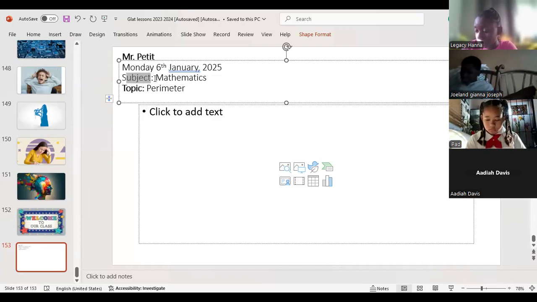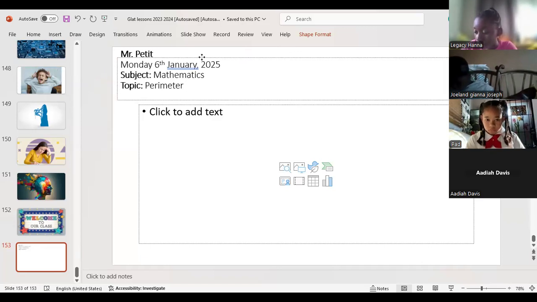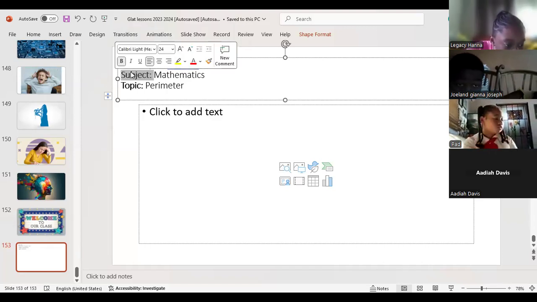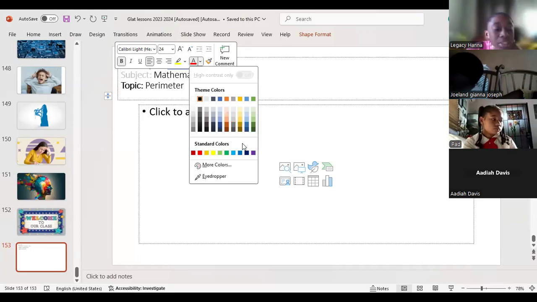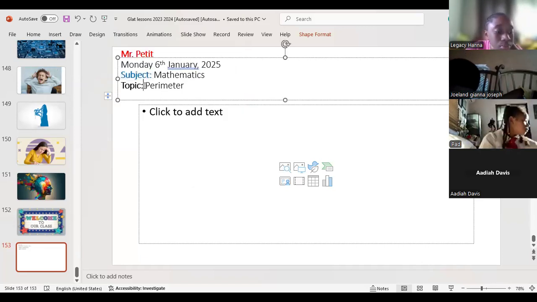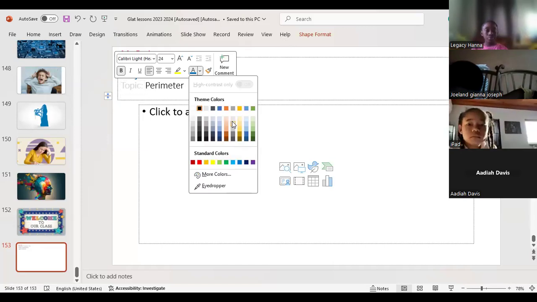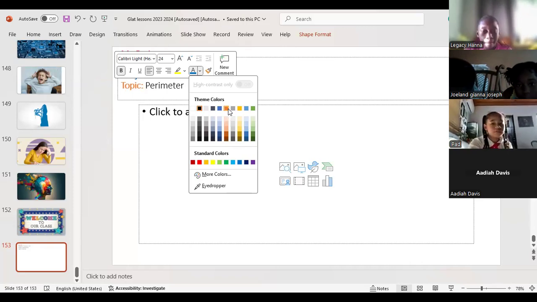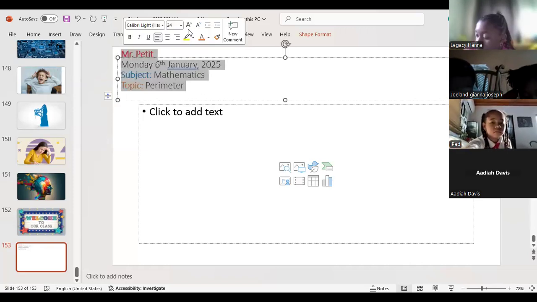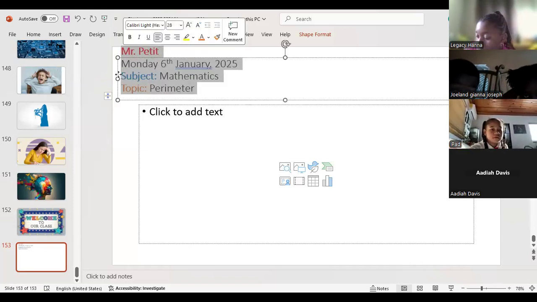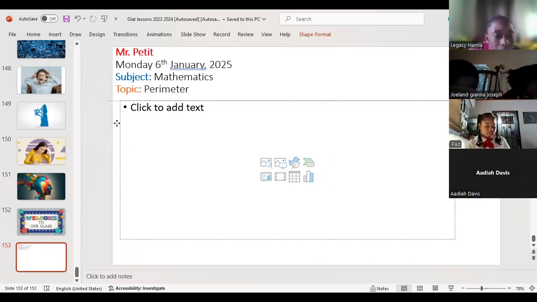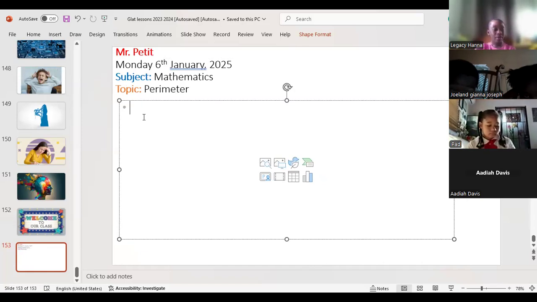Now, how many of you have ever heard the term perimeter in your math class before? Or ever did perimeter? Madeline, you ever heard of it before? Sometimes in grade 4. Do you remember what it means? I don't think so, but it's very easy, nothing difficult about it. Mr. Petit, does perimeter mean like around whatever the shape is? Exactly.